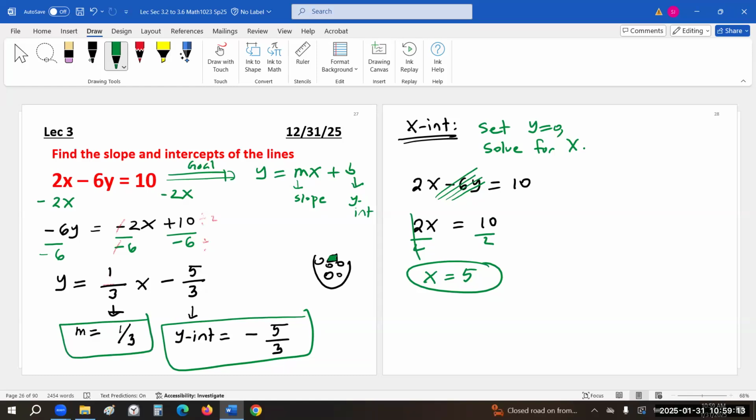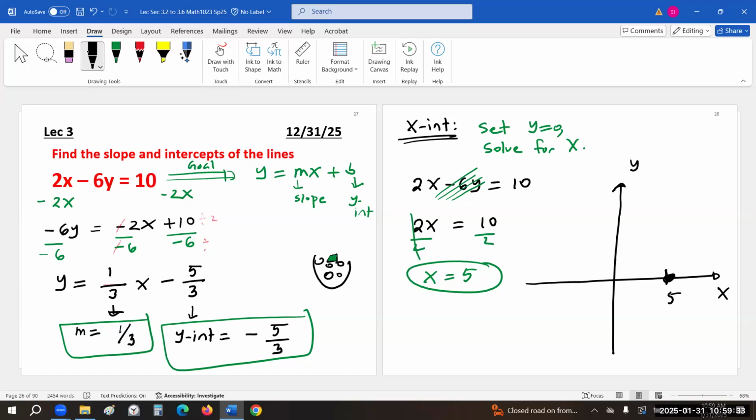So we have everything. Now, they didn't ask us, but in the final exam, we have to do this. So let's do it anyway. When graphing it, our x-intercept is 5. So let's say this is 5. Y-intercept is -5/3.